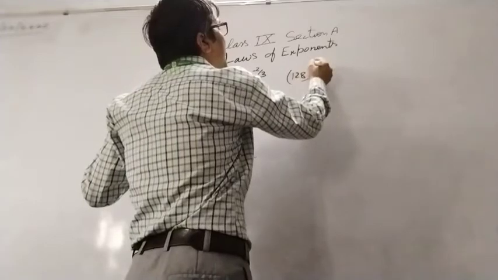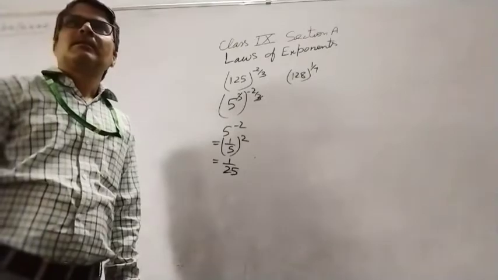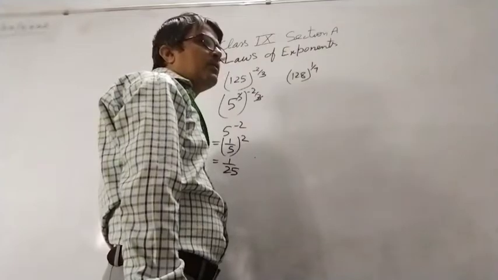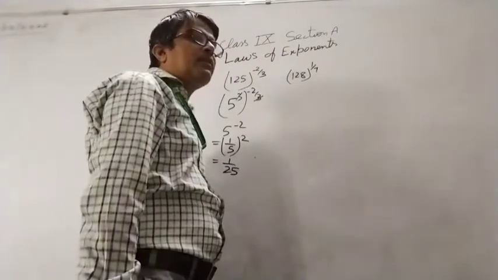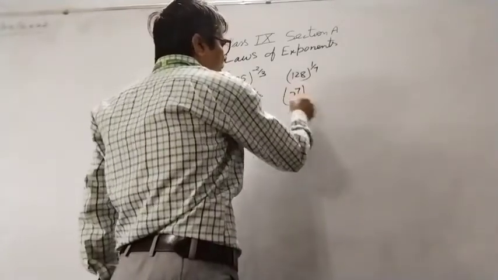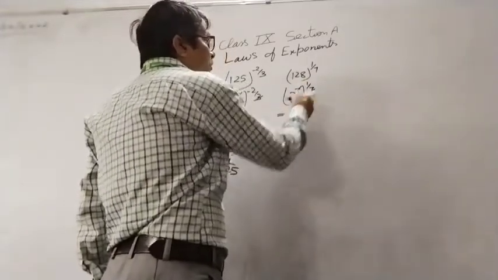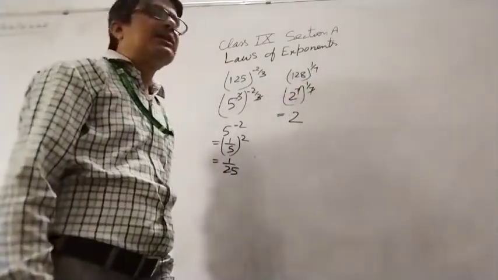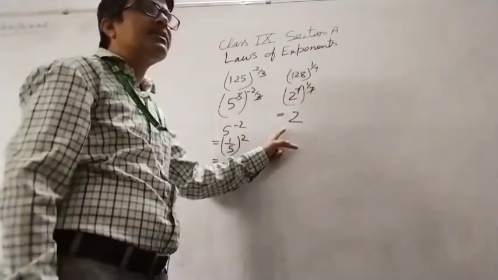128 power 1 by 7. Of which number power 7 is equal to 128? After prime factorization, you will get 2 power 7. 2 power 7 whole power 1 by 7, cancel out. Why have I not taken the reciprocal here? Because the power is not negative. It is positive. So your answer is 2.